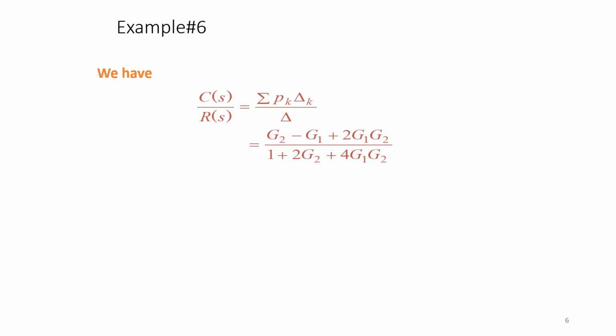So when you replace all these values, you are going to get your C of S by R of S for this particular problem as equal to G2 minus G1 plus 2G1 into G2 divided by 1 plus 2G2 plus 4 into G1 into G2. So this is how you can simplify a given block diagram using the signal flow graph representation.